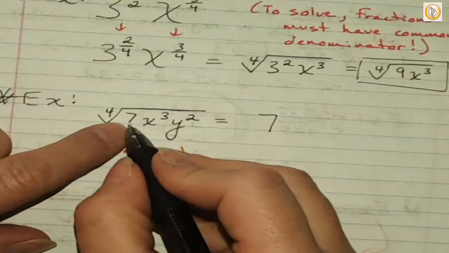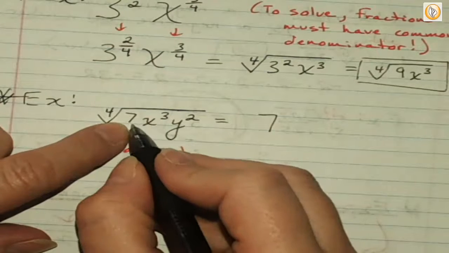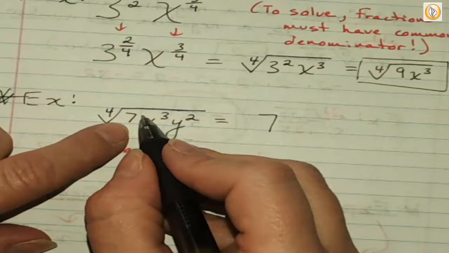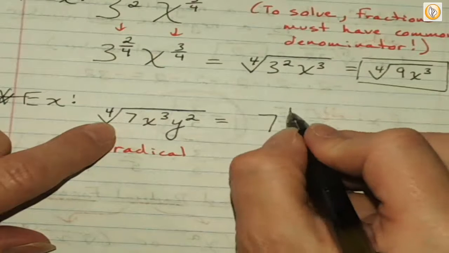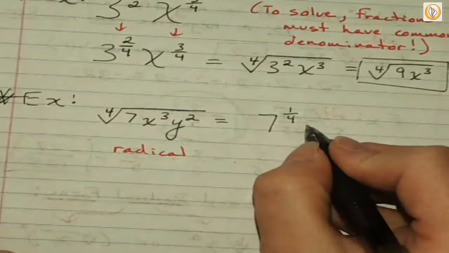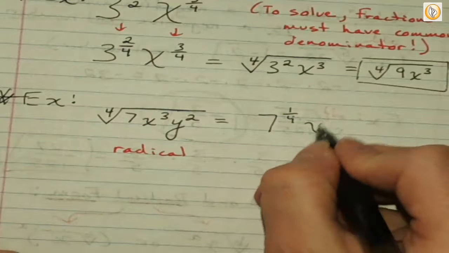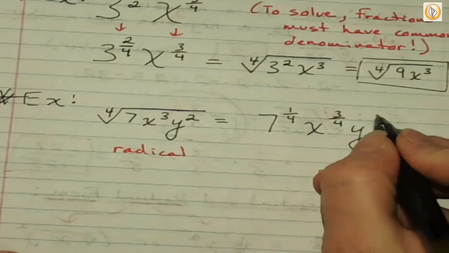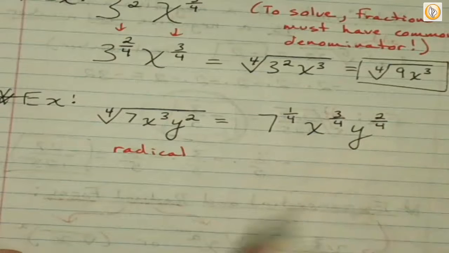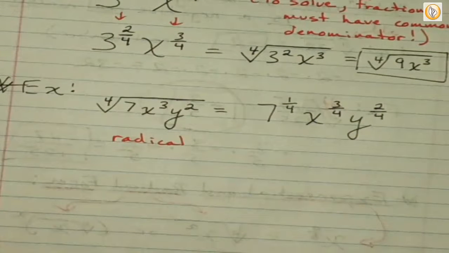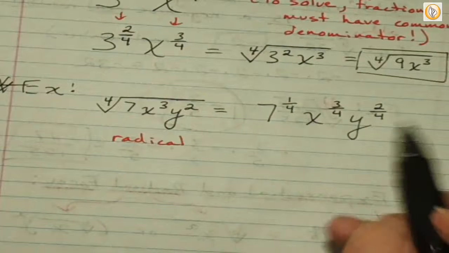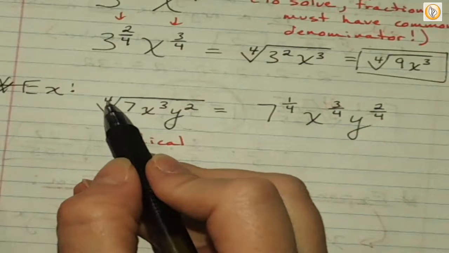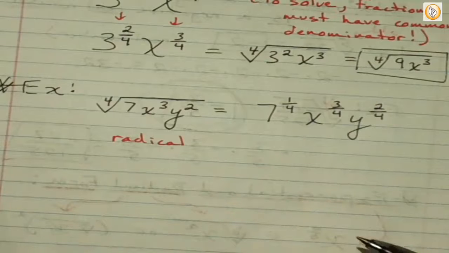Okay, notice you're going to do each term. 7 does not have an exponent, so we assume it's a 1. So it's 7 to the 1 over 4, and then x to the 3 over 4, y to the 2 over 4. Hold on. All the denominators are going to be 4 because that's what's in the root.